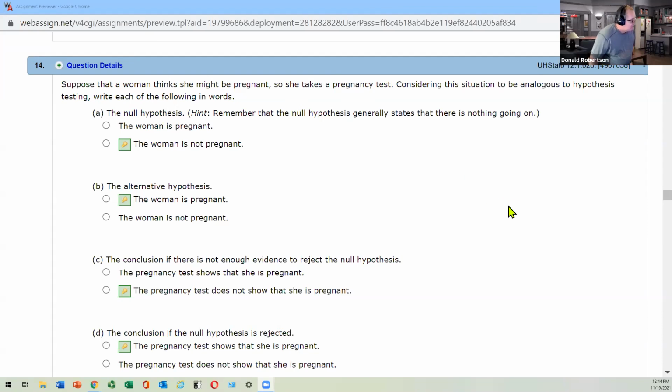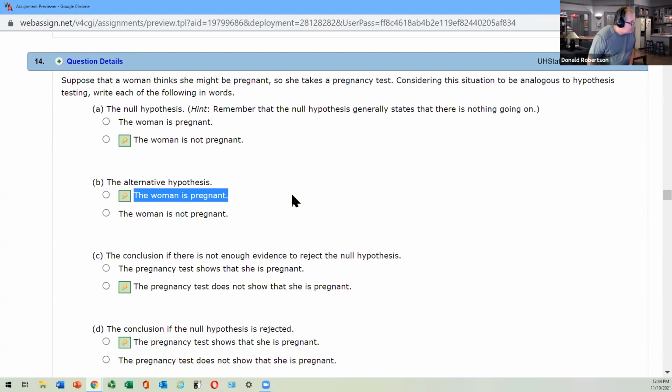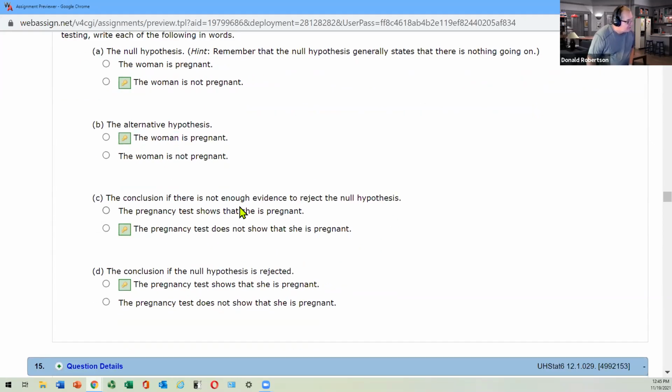And, well, I've got the answers here, so for speed anyway, let's just go through them then. The null hypothesis, the woman is not pregnant, and the alternate would be she is pregnant. Would you agree that would be a good way of setting up the null and alternate? Null, none, you see here. Alternate, she's pregnant. Now, the conclusion, if there is not enough evidence to reject the null hypothesis, then that would be this answer, right? The test didn't show you were pregnant. And if the conclusion is that the null hypothesis is rejected, which is another way of saying that the alternate is true, you choose that one.